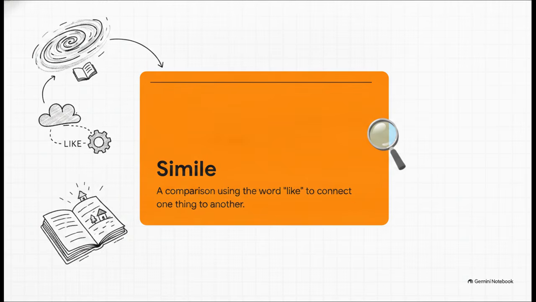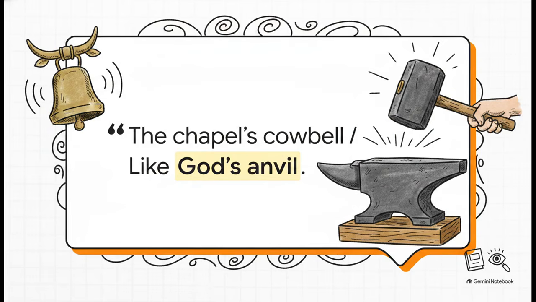It brings larger, vastly more complex parts of the world directly into the miniature, contained space of the text. Let's look at this line from poet Derek Walcott. The chapel's cowbell, like God's anvil. He is comparing a simple, everyday cowbell to God's anvil.